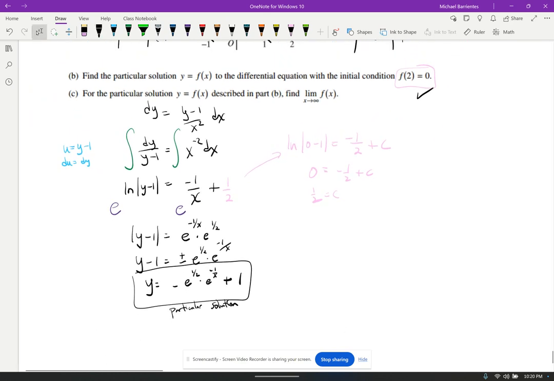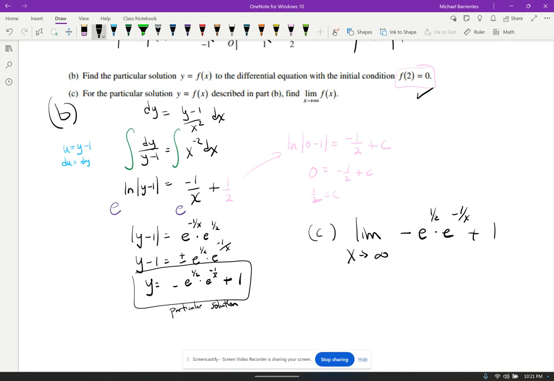And now we go for part C. All of this was part B, and now we go to part C. Part C says, take the limit as x approaches infinity of this function, negative e to the 1/2 times e to the negative 1 over x plus 1.